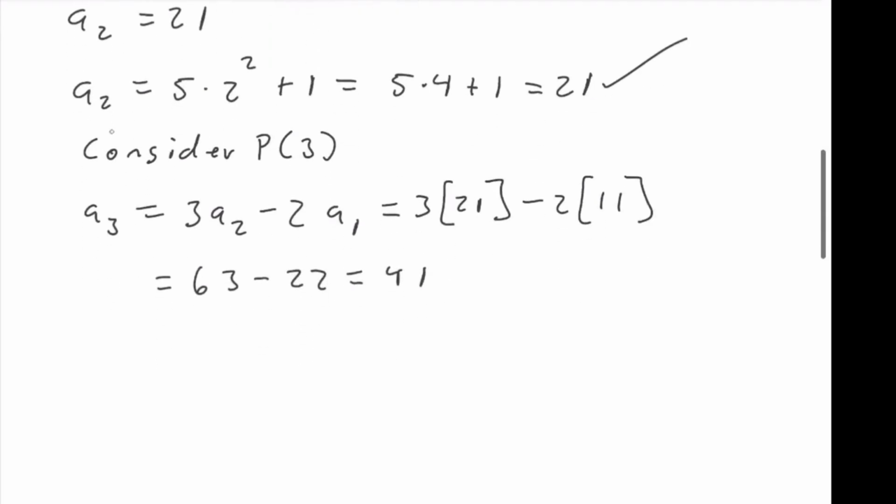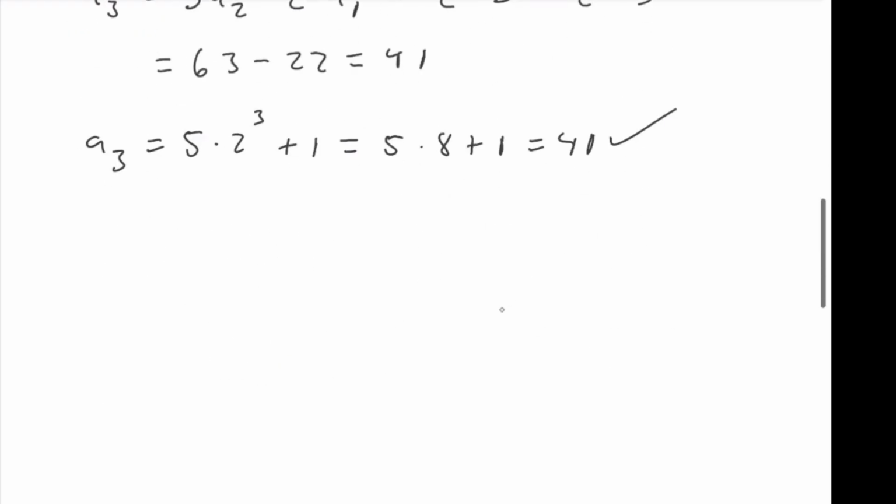Now we're going to check if the formula works for this term in the sequence, right? So a sub 3 by the formula is 5 times 2 cubed plus 1. So that's going to be 5 times 8 plus 1, which is, in fact, 41. So it looks like this formula works for how the sequence is defined. So we're going to show that it does work by induction, right? So induction step.